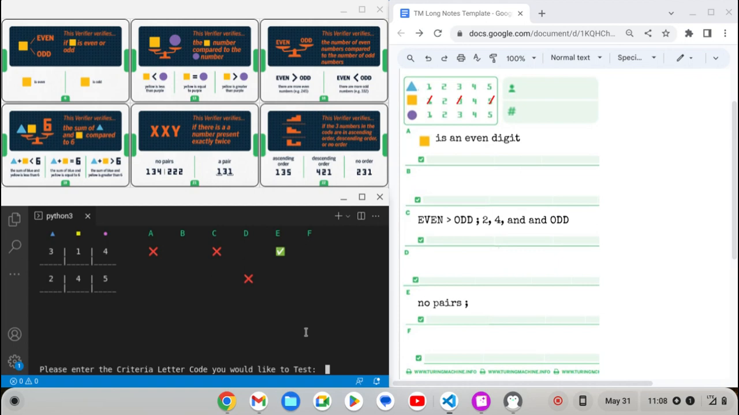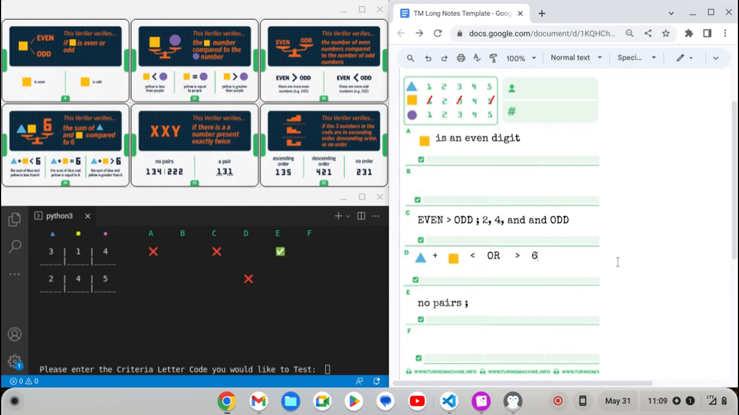Okay, so the sum is not 6. So we know then that the sum has to be either less than 6 or greater than 6. So let's go ahead and update our notes with that information for D. So triangle plus square is either less than or greater than 6.